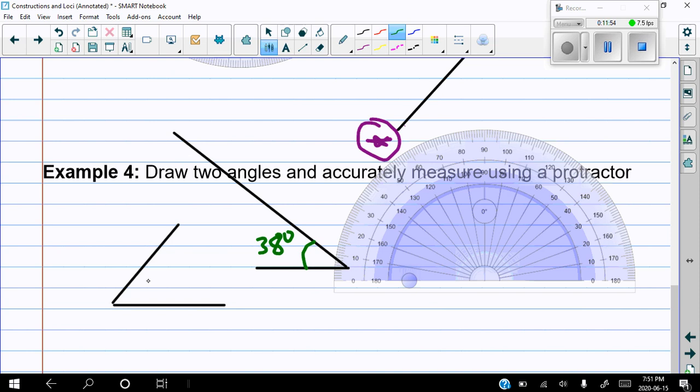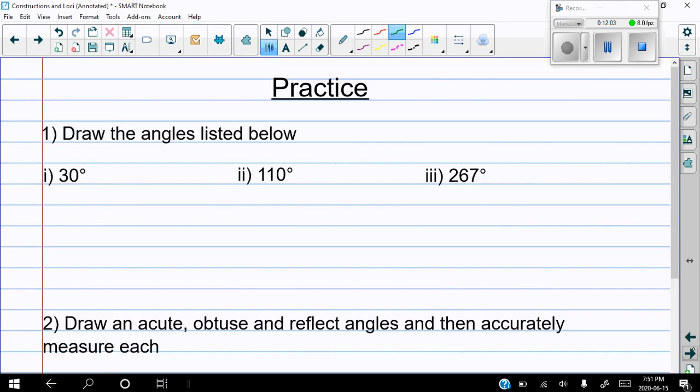So you just have to use your judgment when you're measuring. And there you go, we have 50 degrees. So here, I have a little bit of practice. If you want, you can pause your video now, and once you're ready, we will go through these answers.